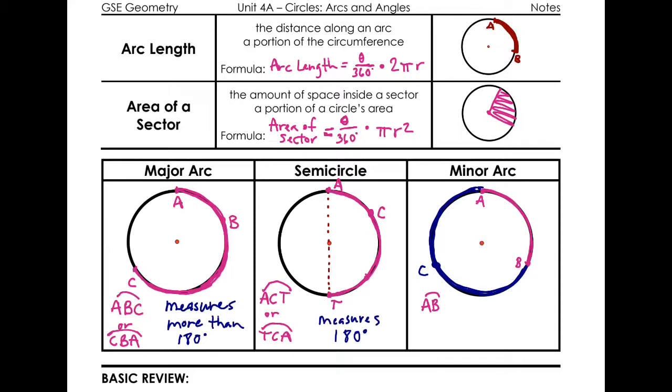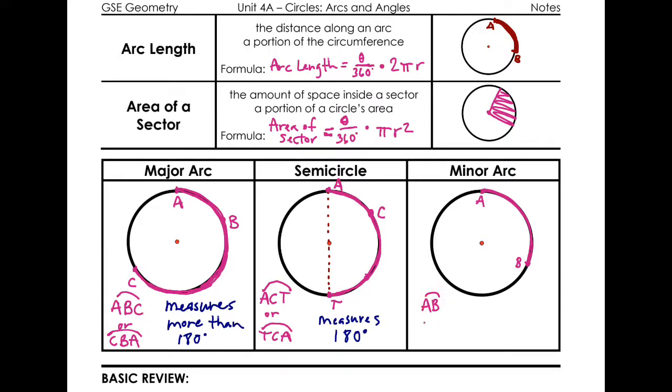You cannot name, let me erase this for a second, you cannot name that blue one AB. You cannot name it AB because it's a major arc. So that's why we know that we are naming small ones, our minor arcs, with just 2 letters. When I read that, I know it's less than 180 degrees.